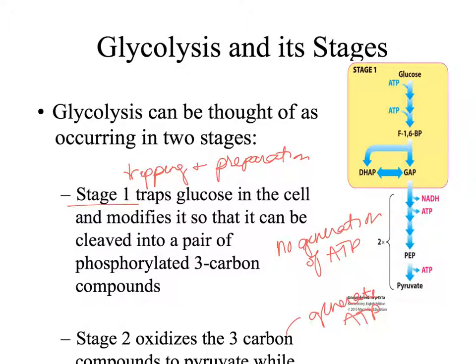Now this stage 2, this is where we generate ATP. And this is going to be the harvesting stage. Because here we're harvesting the ATP or the energy from these. So stage 2 oxidizes these 3-carbon compounds to get to pyruvate. Pyruvate's going to go on to produce more ATP, but in the process of taking 3-carbon compounds and converting them to pyruvate, we're generating 2 molecules of ATP.